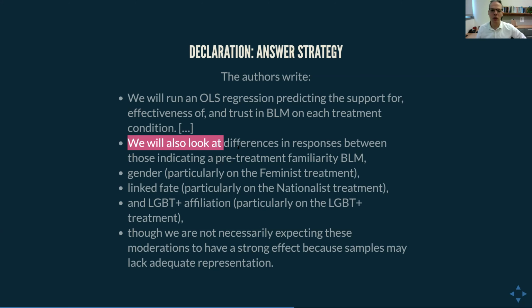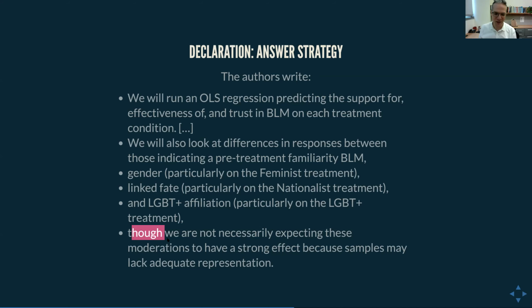We will also look at differences in responses between those indicating. So I think what that means is that we're going to obtain the conditional average treatment effect for one group, the conditional average treatment effect for the other group, and take the difference. Right? So this "look at differences" language is all over the place. I'm going to look at this, I'm going to look at that. It's not specific. There's lots of ways to look at differences. We mean we're going to do an OLS with an interaction term and inspect the interaction term.